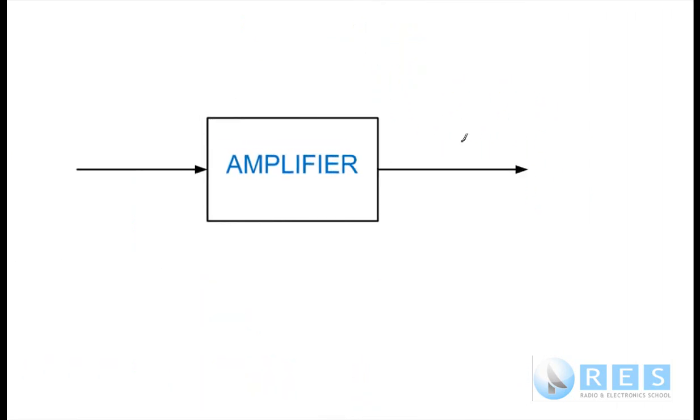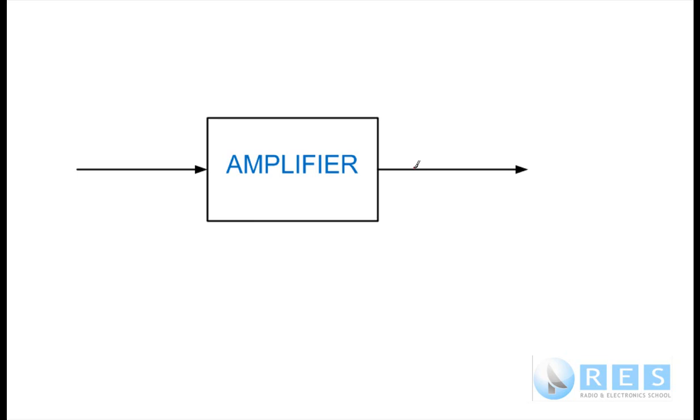So, what do we need for oscillation? What do we need to convert an amplifier to an oscillator? We're not building an amplifier, we're building an oscillator. Well, the first thing we need to do is build an amplifier, because to have oscillation we need amplification.